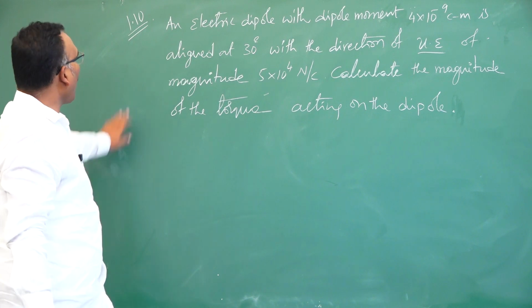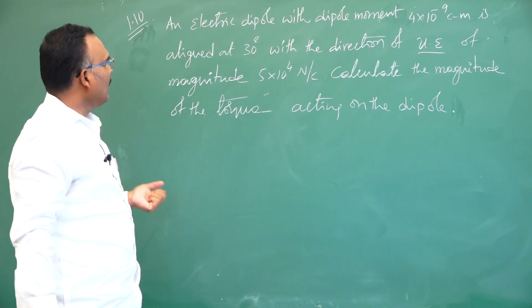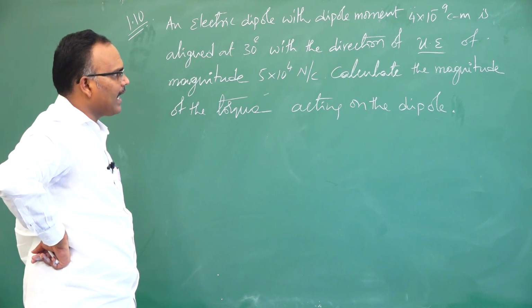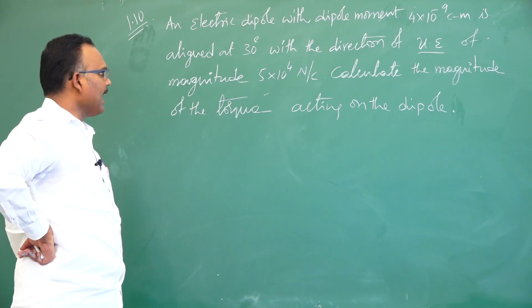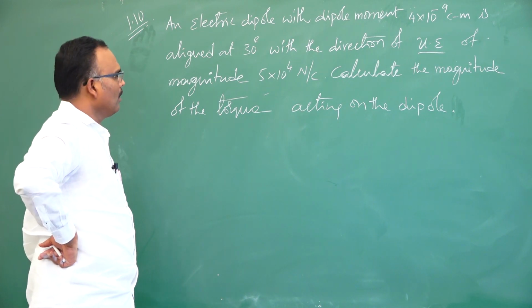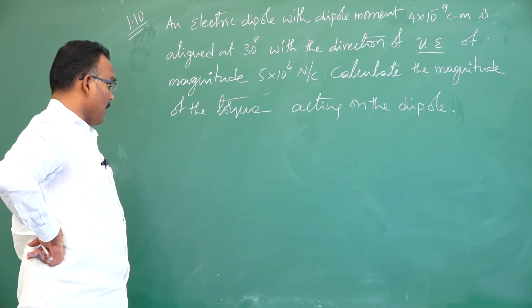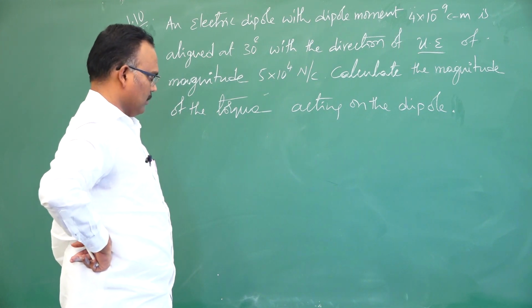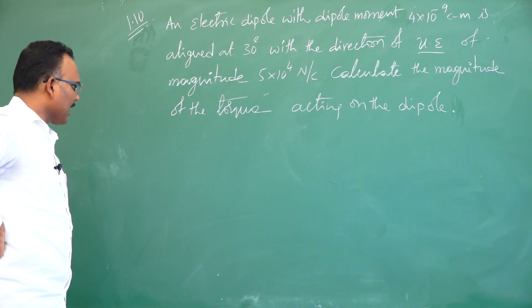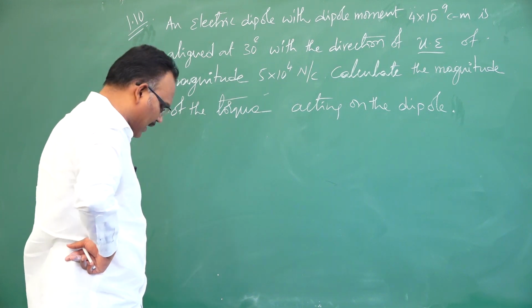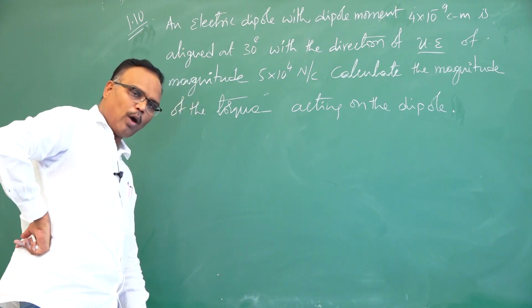Next problem 1.10. An electric dipole with dipole moment 4 into 10 to the power of minus 9 coulomb meter is aligned at 30 degrees with the direction of a uniform electric field of magnitude 5 into 10 to the power of 4 Newton per coulomb. Calculate the magnitude of the torque acting on the dipole. That means we have to calculate the magnitude of torque acting on the dipole.